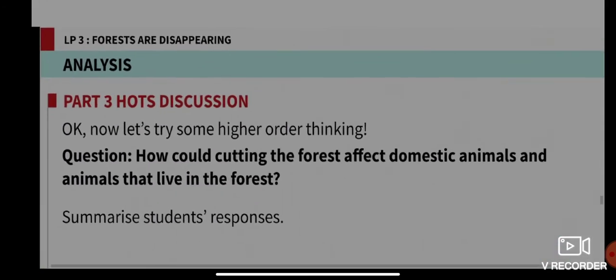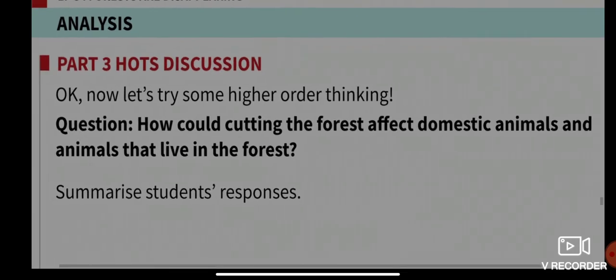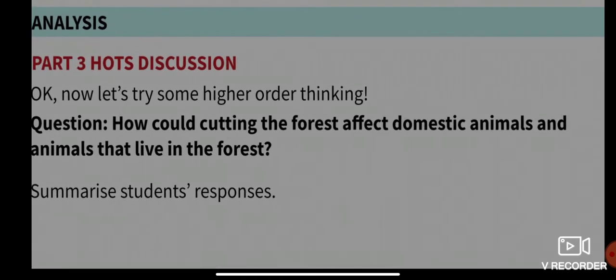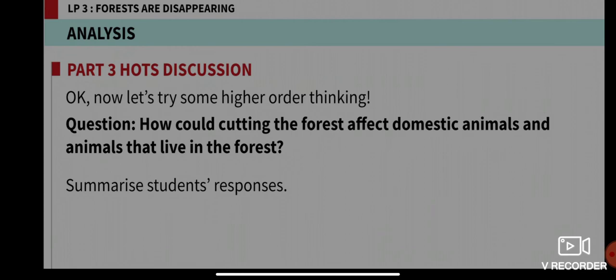Now the last question, okay, that is the hot discussion. How could cutting the forest affect domestic animals and animals that live in the forest? So what will happen to those animals, right, if the forests are cut down? What will happen to the domestic animals, means the animals that we rear at home, we keep at home, and the animals that live in the forest, wild animals? How will it affect their life?